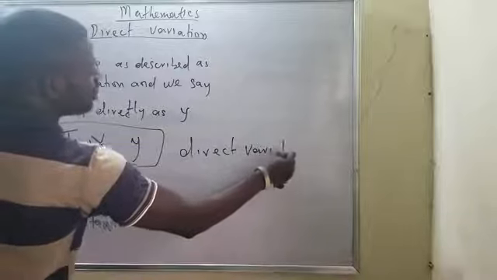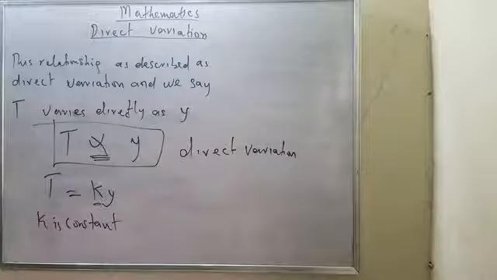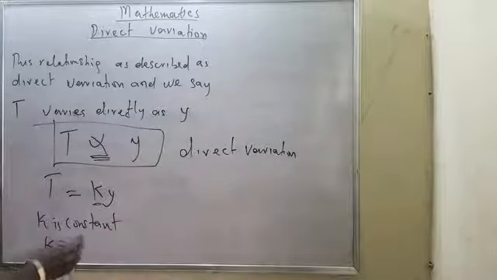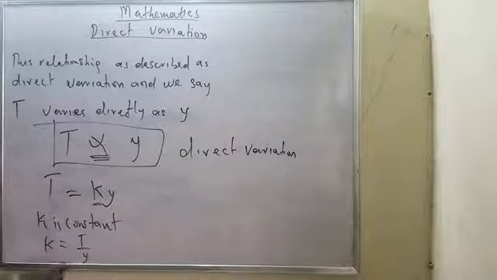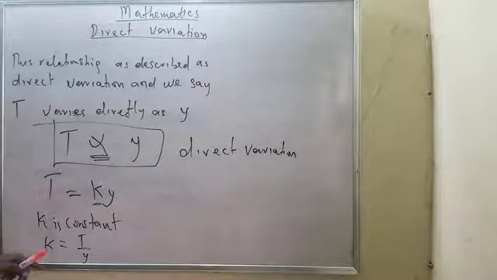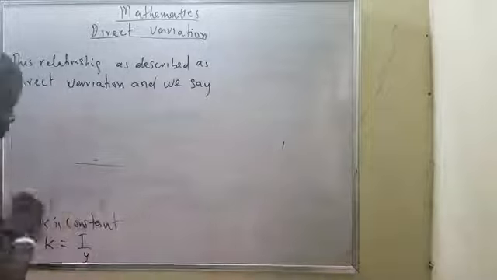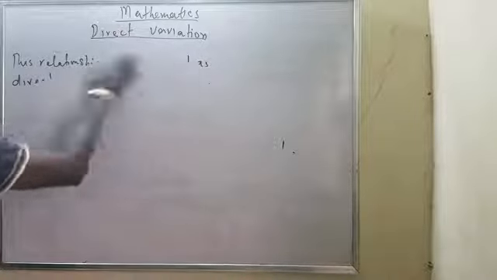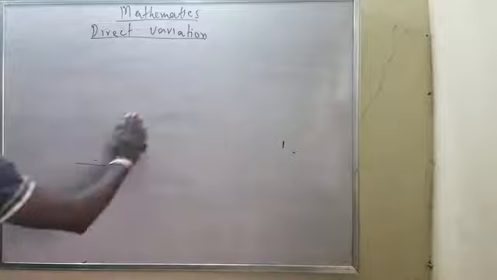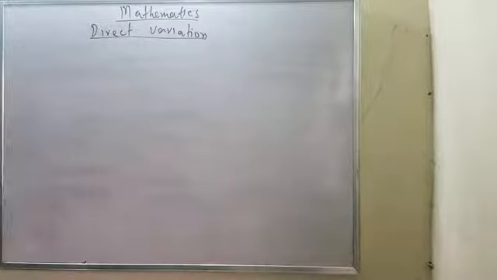Now, for your information, after getting my k, k will be equal to t over y. That is the value of the constant. Let me use an example to explain this so that you can understand what I'm trying to say. Notice that when you talk about direct relationship, it has direct something. Let me quickly have this question on the board.